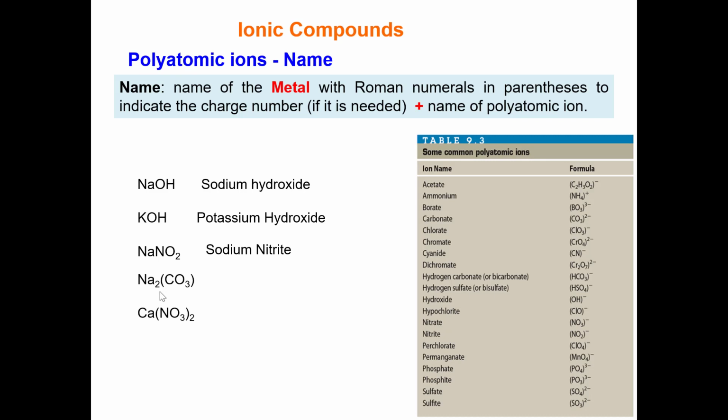Let's see for this one. We had sodium, and let's see what is the name of this polyatomic ion. It is carbonate. Then the name of this compound will be sodium carbonate. Let's see the last one. We had calcium, and then we will see what is the name for this polyatomic ion, and here it will be nitrate. Then it will be calcium nitrate. And this is the name for each of these compounds.